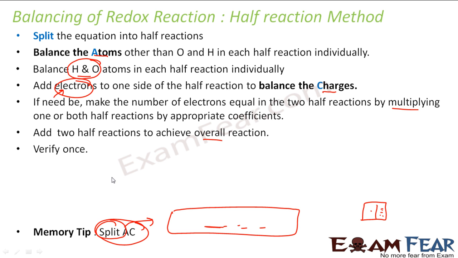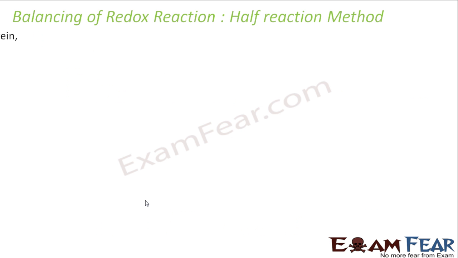So split, the first one, talks about splitting the reaction into two halves. AC, the first A means you have to balance atoms. In atoms also you give first priority to other atoms, and then hydrogen and oxygen. And C is charge, that means you have to balance charge. So let's take one example for this.